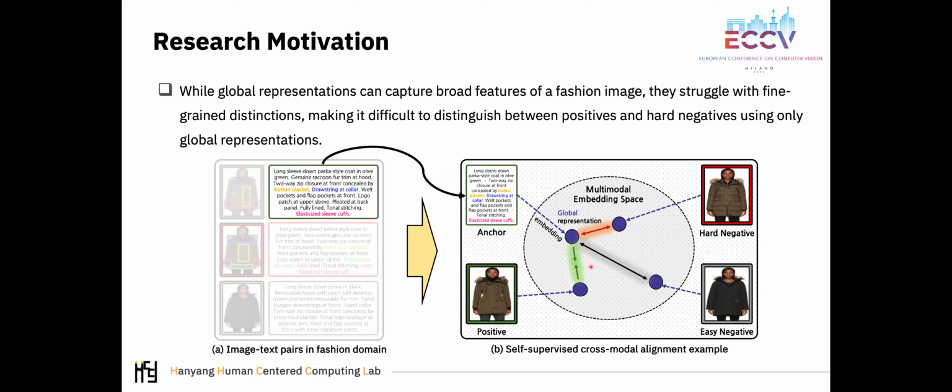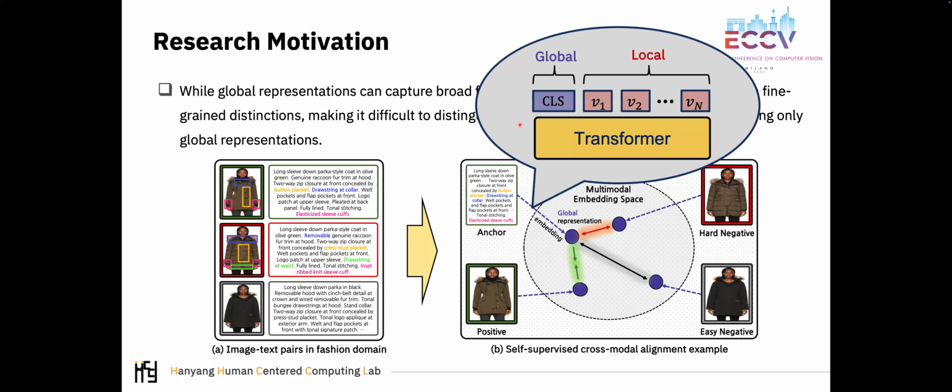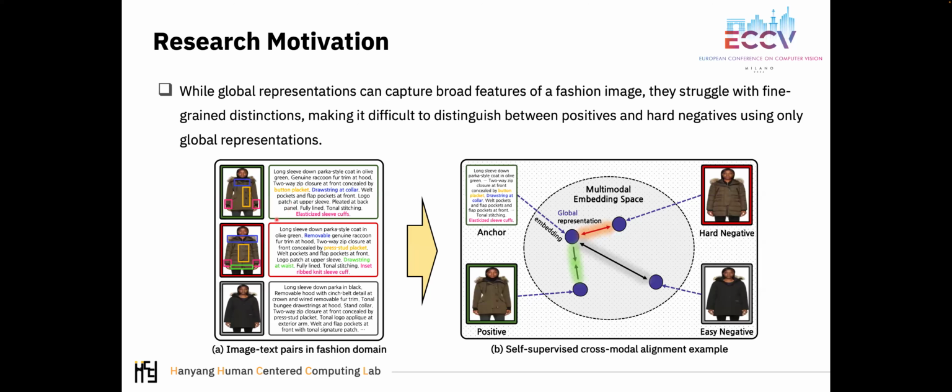When embedding the data, previous studies have focused on using transformer and global representations, such as the status token. However, in the figure on the left, as we can see in the first and second rows, fashion items are often very similar. Therefore, depending only on global representations makes it challenging for the model to distinguish between positive and hard negatives given an anchor. Our goal is to improve the model's ability to learn how to effectively separate the positive and hard negatives in the embedding space by leveraging the fine-grained local features.